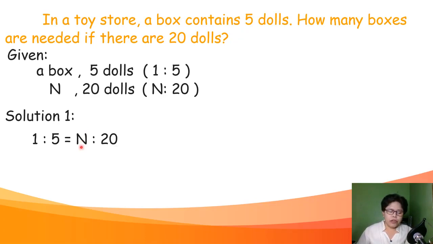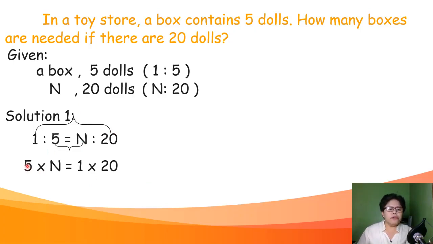Para ma-solve natin yung n, i-multiply natin ang means at saka extremes. Kasi daw, if you multiply the means, that is just equal to the extremes if i-multiply mo rin. So, multiply the means and the extremes, you have 5 times n is equal to 1 times 20. In-equate natin kasi sabi nga, the product of the means is equal to the product of the extremes.